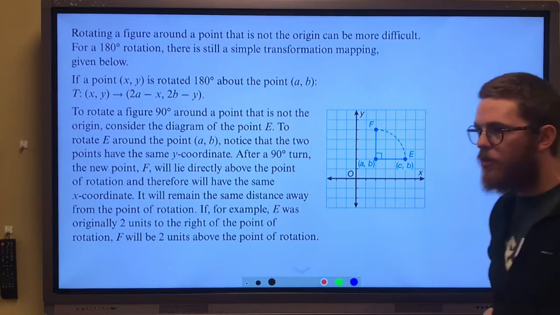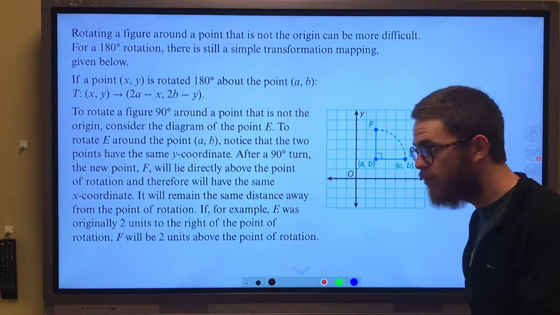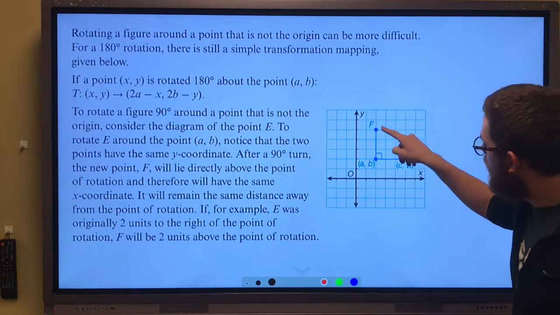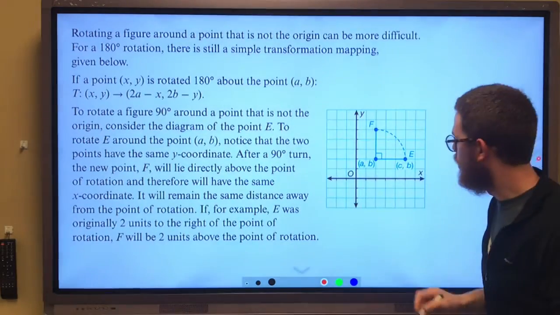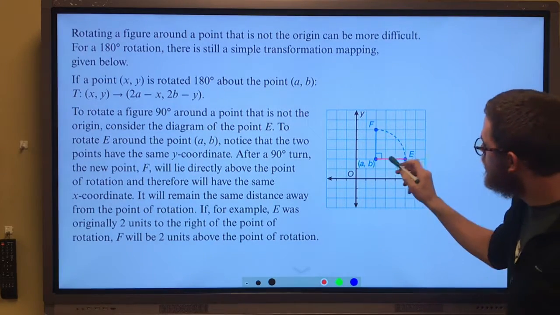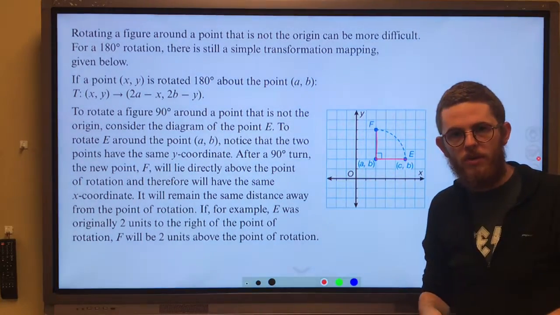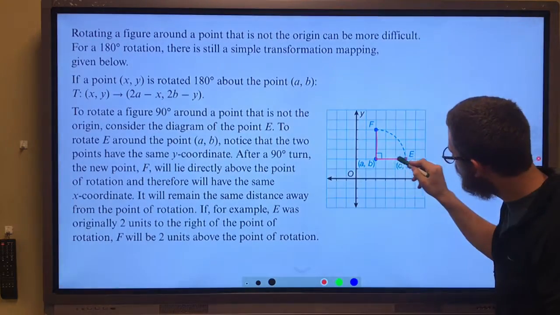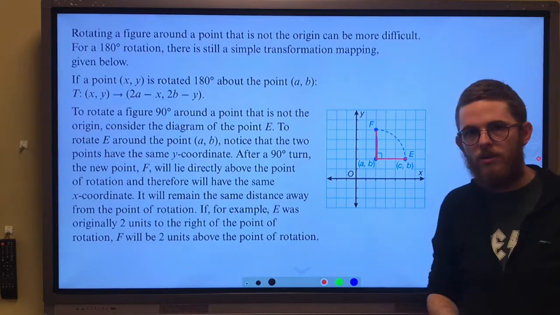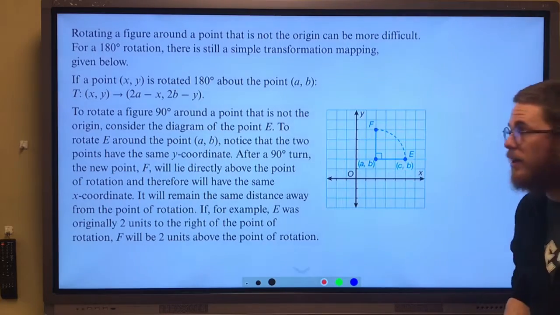All right, now the fixed point doesn't have to be the origin. It's helpful if it's the origin. It makes it easier, but it doesn't have to be around the origin. So if we're trying to rotate it 90 degrees, we can go 90 degrees about that center of rotation, and we can make sure that we are perpendicular to that center of rotation, the same distance from the center of rotation. We'll see a problem like that in a second.